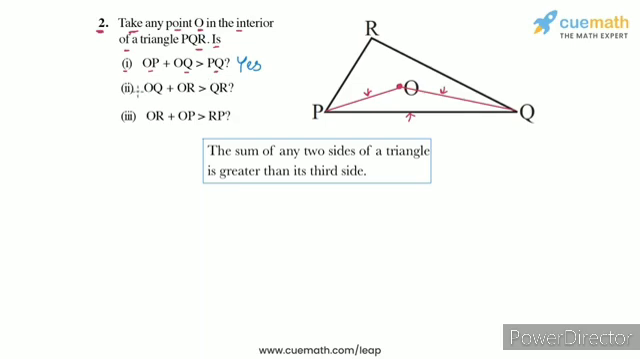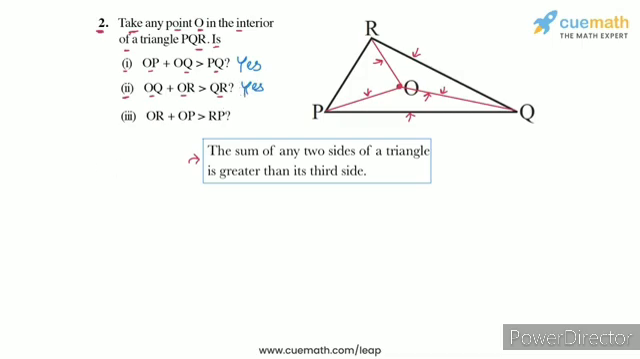Similarly, in part 2, we have to check, is OQ plus OR greater than QR? So let's draw the segment OR as well, like this. And now we have to check, is OQ plus OR, so OQ is this segment, OR is this segment, is the sum of these two segments greater than QR? Well, once again, we can make use of this property that the sum of the two sides OQ and OR in triangle OQR will be greater than the third side QR. So the answer is yes to part 2 as well.